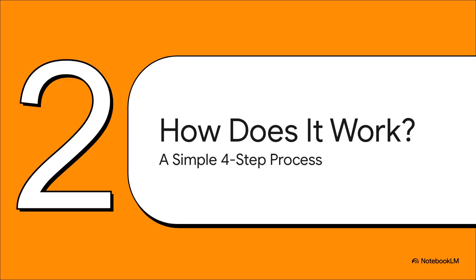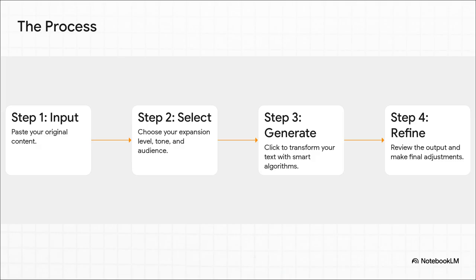So you might be wondering, okay, how does this thing actually work? Well, the good news is, it's a super simple process that's designed to just slot right into your creative flow. It's a really straightforward four-step deal. You just start with your text, you pick a few preferences to kind of guide the AI, you hit generate, and then you get to review and fine-tune the results. It's really designed to be more of a collaborator, where you always have the final say.